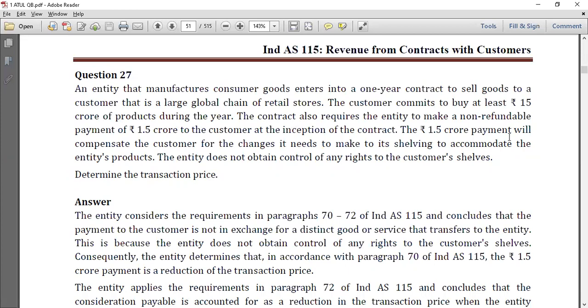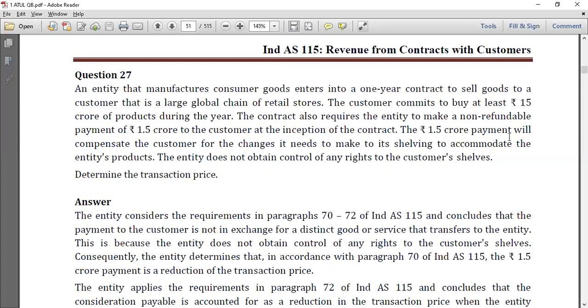Goes like this. An entity that manufactures consumer goods. The entity is manufacturing the consumer goods. That is the first point. Now here they enter into a contract. The entity enters into a 1 year contract with a large global chain of retail stores. Here the customer commits to buy at least a certain amount. Let's say it's a global retail store. DMart is also one of the examples.